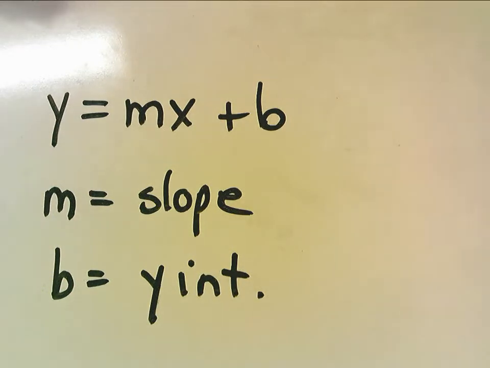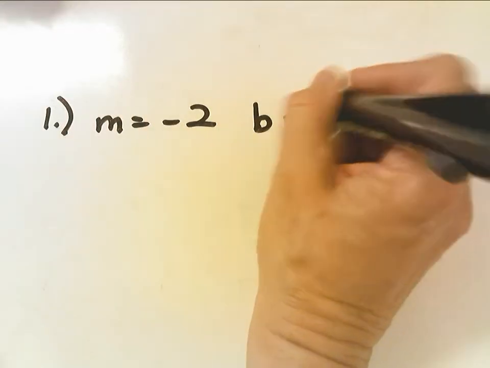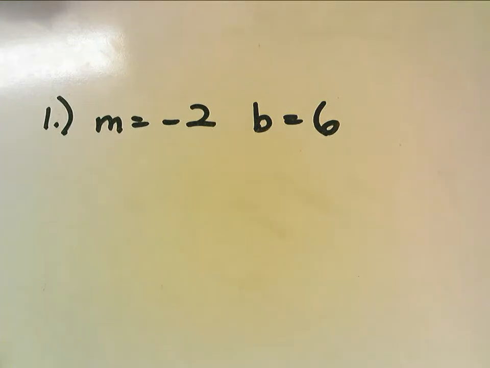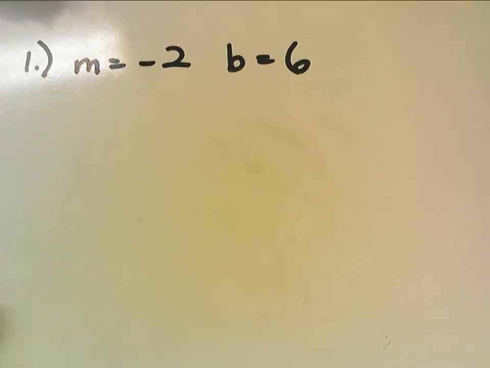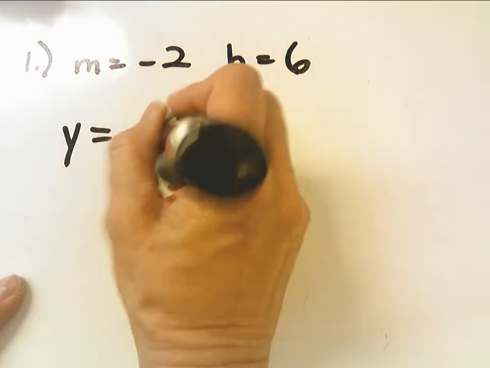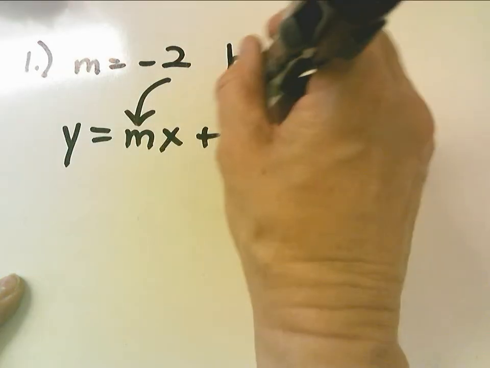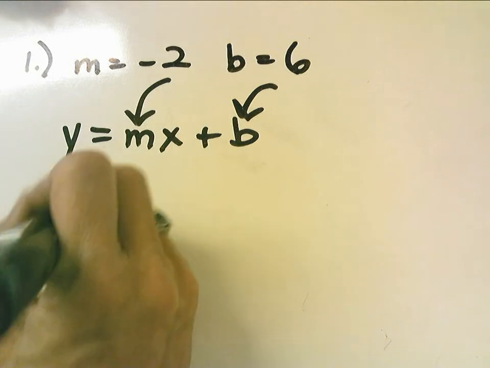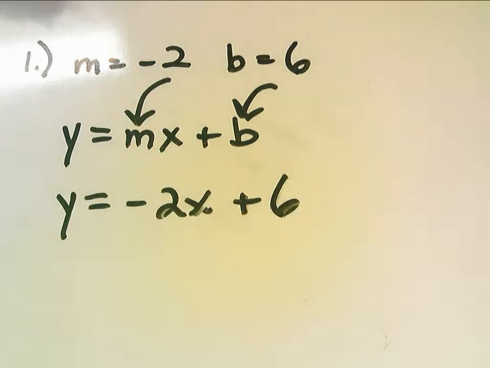Okay, now, if I give you a slope of -2 and a y-intercept of 6, you should be able to come up with the equation of the line in slope-intercept form. And the way to do this is you say y equals mx plus b, and I substitute -2 for m and 6 for b. So this equation would be y equals -2x plus 6.